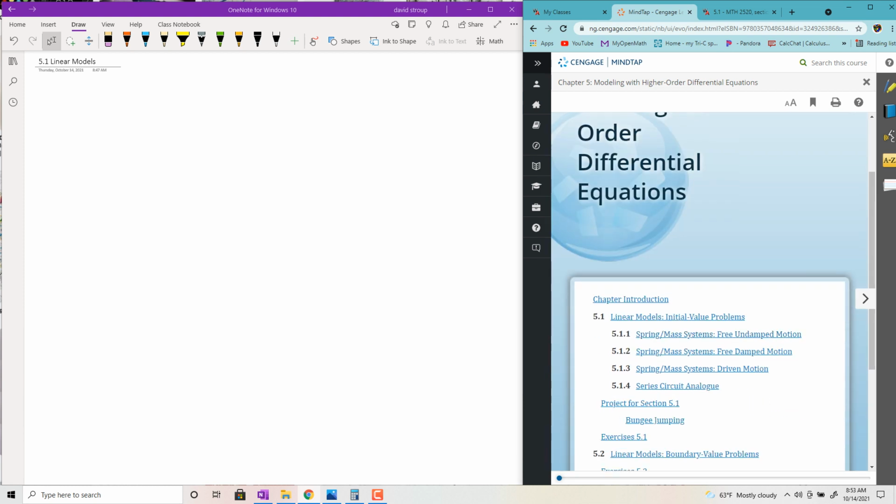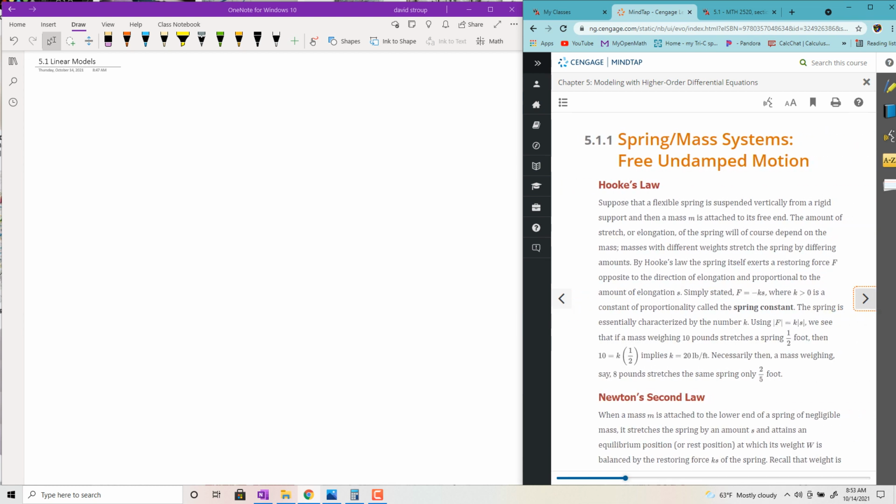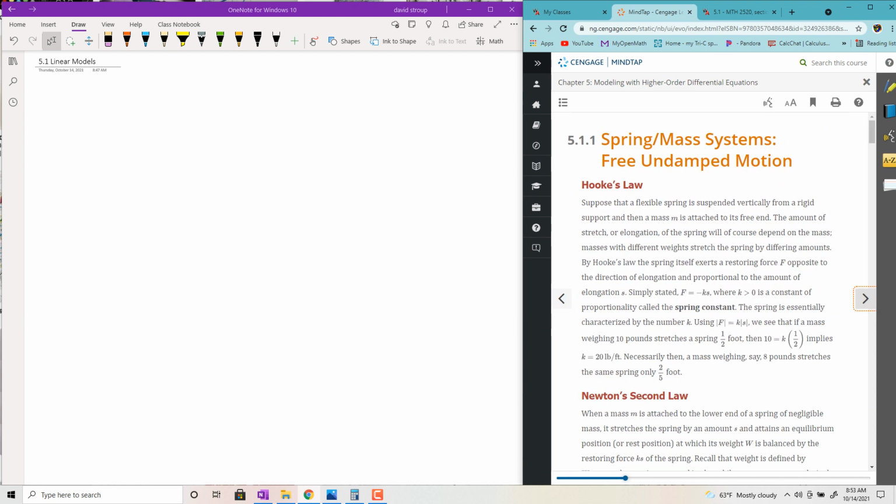Okay, so let's get in there and take a look at what we're up against. First we need Hooke's law. So 5.1.1 is going to be free undamped motion.